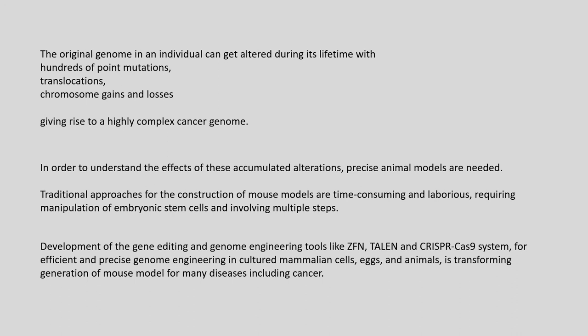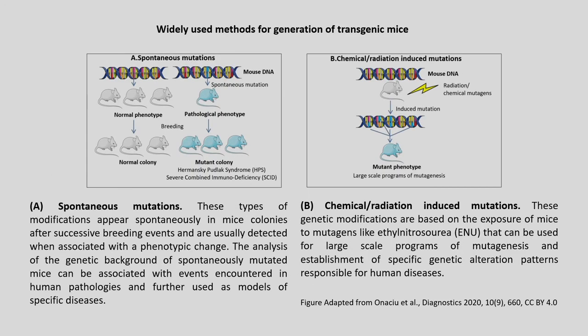Traditional approaches for the construction of mouse models are time consuming and laborious, and we have discussed this animal modeling earlier. They require manipulation of embryonic stem cells and involve multiple steps. Development of the gene editing and genome engineering tools like ZFN, TALEN and CRISPR-Cas9 system for efficient and precise genome engineering in cultured mammalian cells, eggs and animals is transforming generation of mouse models and other animal models for many diseases including cancer.